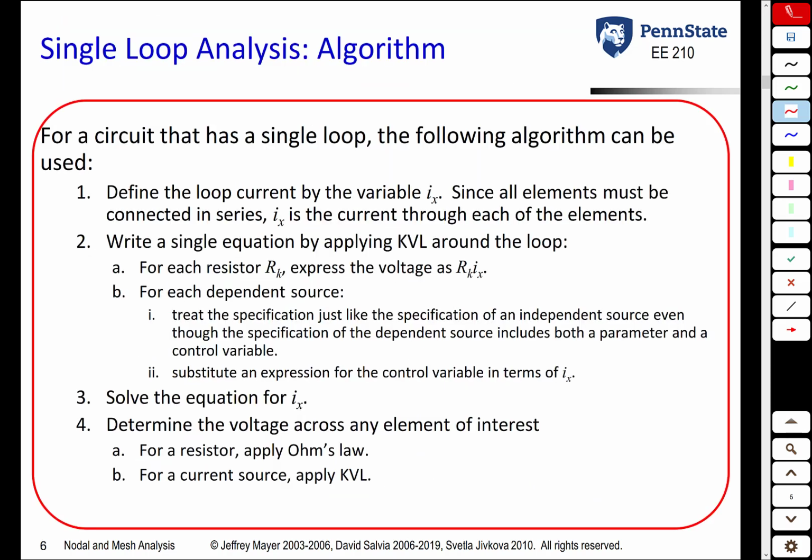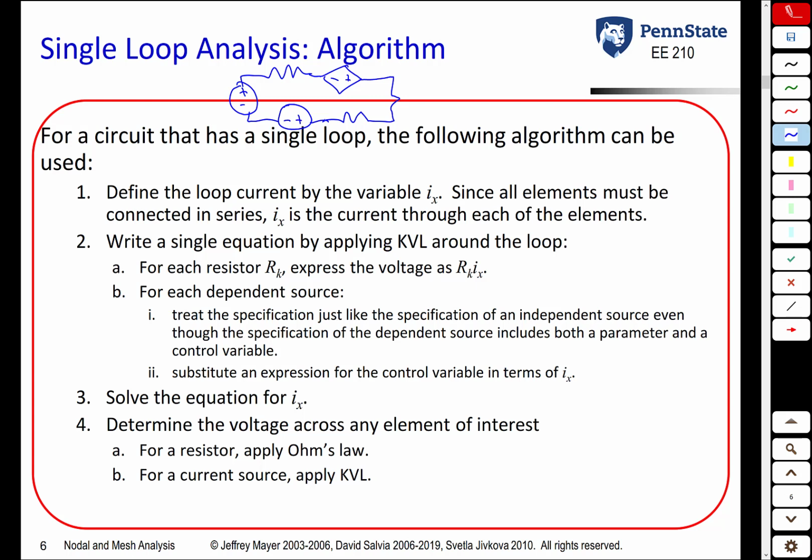Now let's look at single loop circuits. In a single loop circuit, every component is in series. So for example, you might have a voltage source, a resistor, maybe a dependent voltage source, a couple more resistors, another voltage source, etc. So in a single loop circuit, we have the following algorithm.